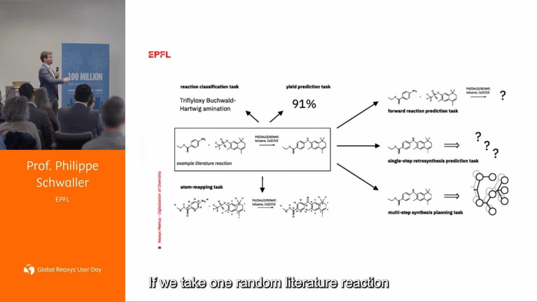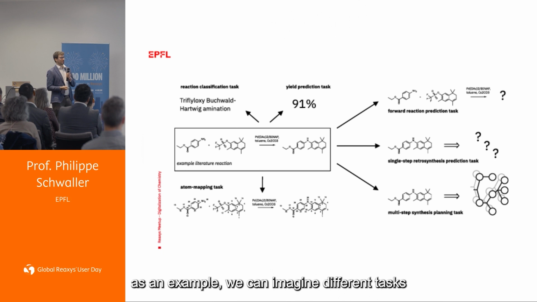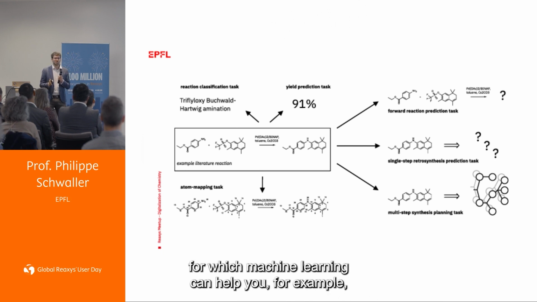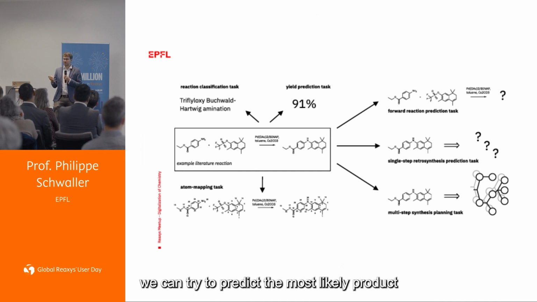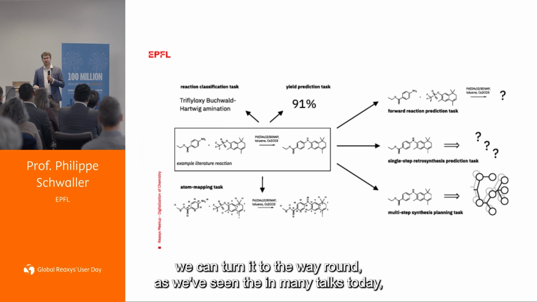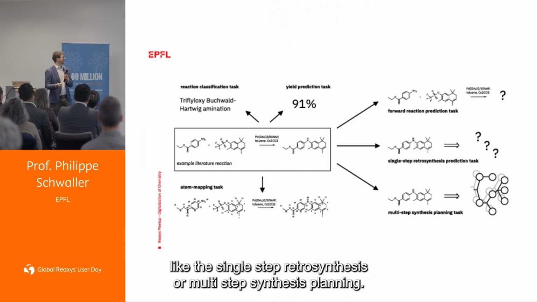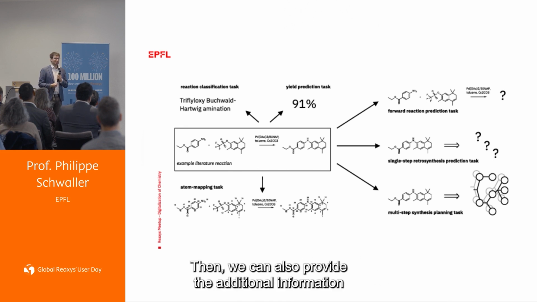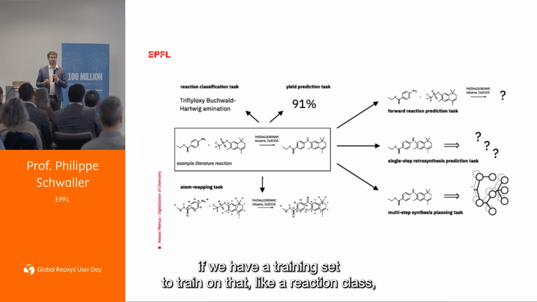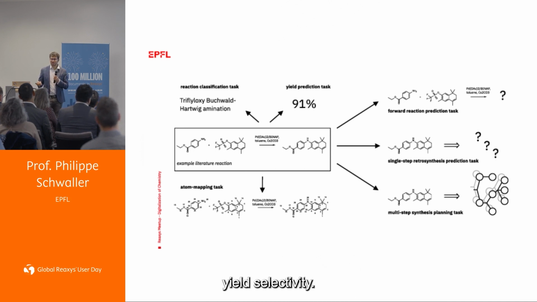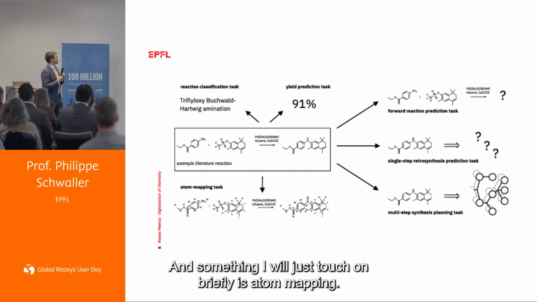If we take one random literature reaction as an example, we can imagine different tasks for which machine learning could help you. For example, we can try to predict the most likely product given the precursors. We can turn it the other way around, and as we've seen in many talks today, do single-step retrosynthesis or multi-step synthesis planning. Then we can also provide additional information if we have a training set to train on, like a reaction class, a yield, selectivity, and something I will just touch on briefly is atom mapping.